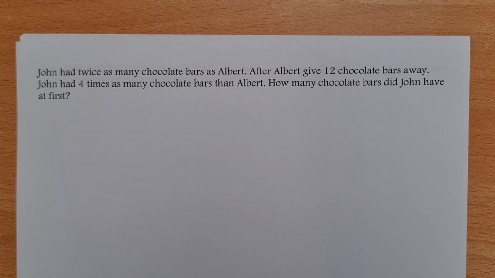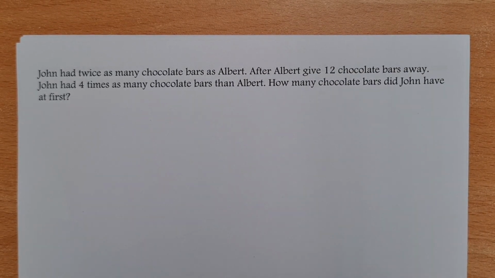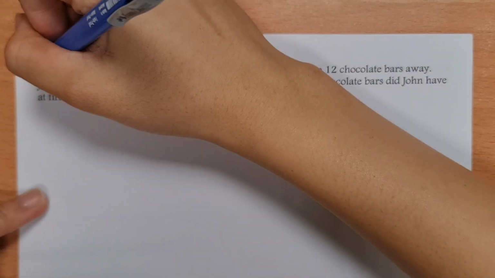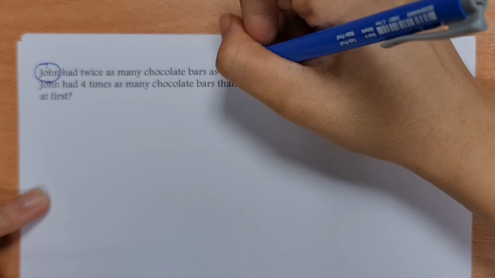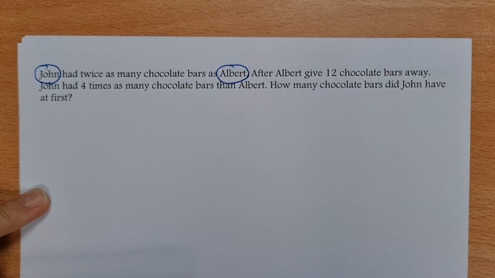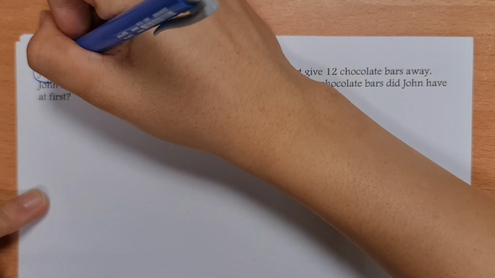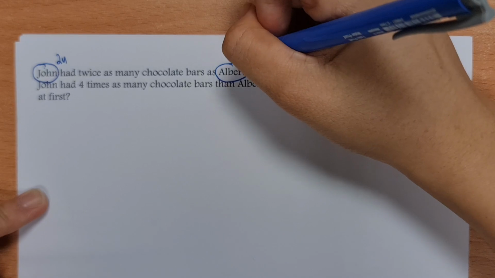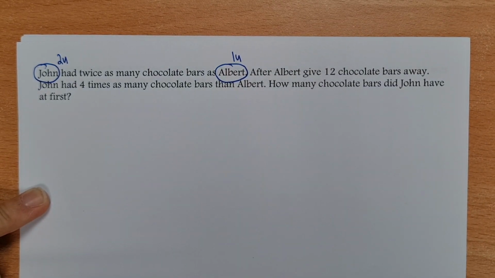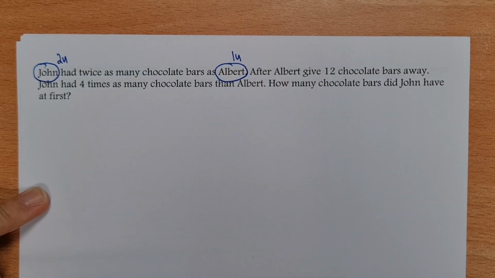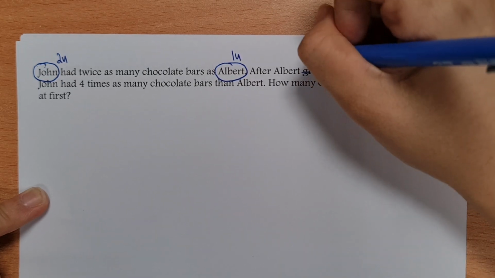This question involves one item unchanged. As you read the question, you realize that there are two main characters. When we annotate, we realize that there are John and Albert. Right at the start, from analysis, you can know that John has 2 units and Albert has 1 unit. After Albert gave away, grammar mistake, okay?